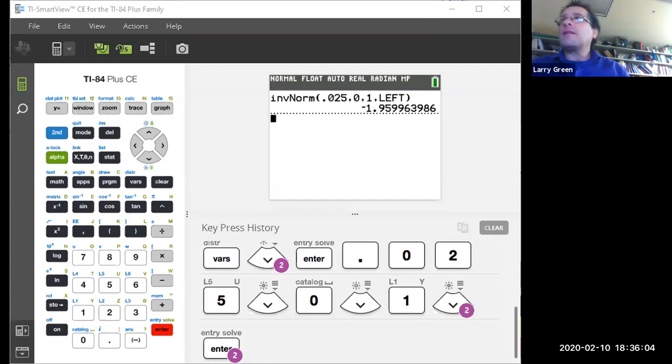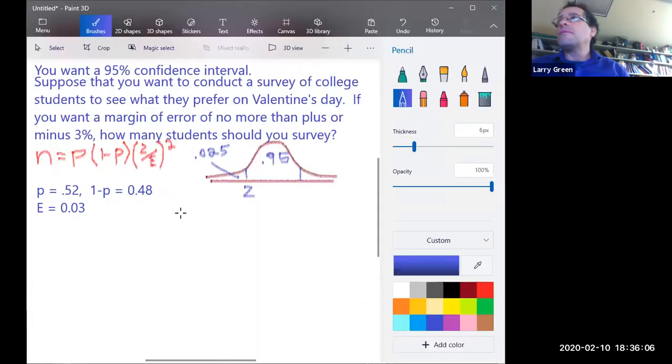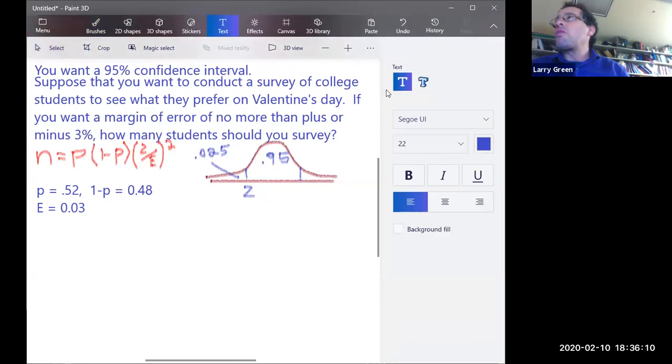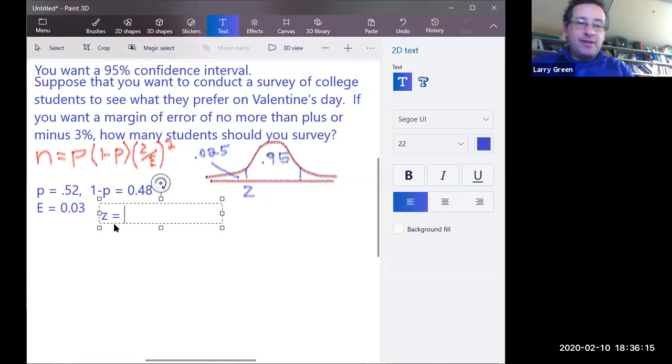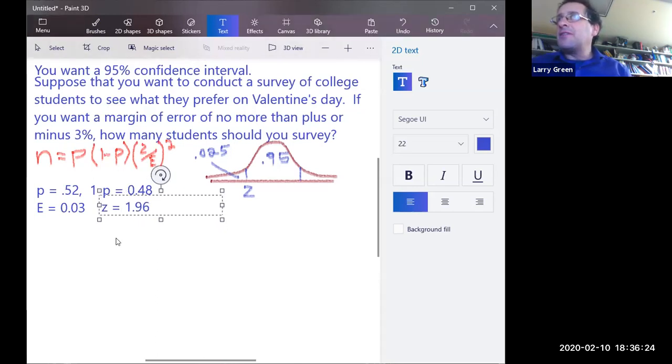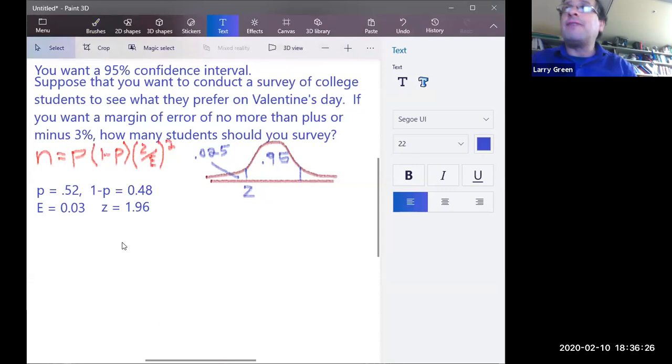Okay. So now what we can say is Z, which we now know, is equal to negative 1.96, or you don't need the negative, 1.96. And that gives it to us. If we wanted a different confidence level, we'd have a different value because it wouldn't be 0.95. But the way we got that 0.025 is the same idea. You'd subtract from 1 and divide by 2.